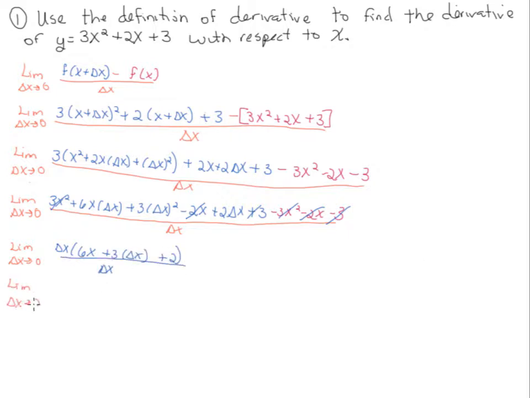The simplified limit is the limit as delta x goes to 0 of 6x plus 3 times delta x plus 2. So now that I got rid of the division by 0, I can use direct substitution, replace delta x with 0, and end up with my derivative being 6x plus 2.